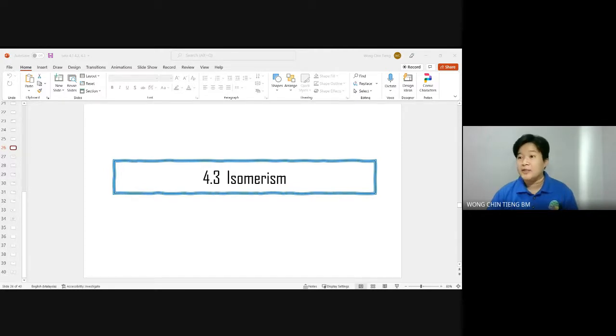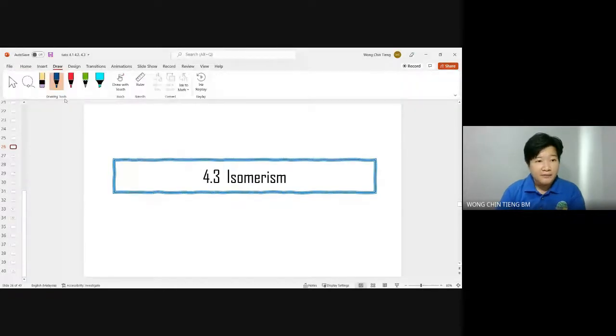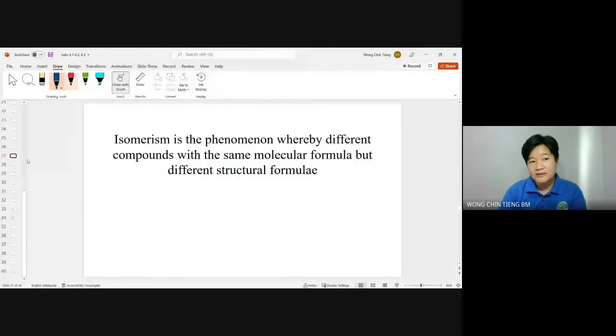Okay, for the assignment, your 15% assignment, that will be about this topic, your topic 4. Okay, talking about your isomerism, we have discussed a little on Monday the other day. Okay, talking about what is isomerism. Just a kind reminder again, your isomerism will have the same molecular formula.